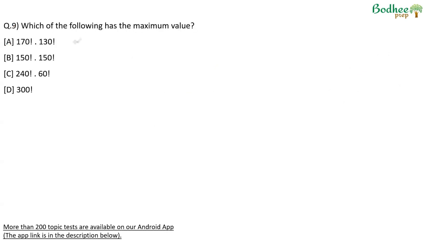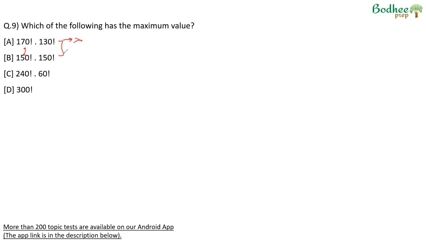Which of the following has the maximum value? 170 factorial, 130 factorial, 115 to 150, 214 to 60. Let us compare these two. Now, if we compare these two, in this case, both will have 150 factorial common.